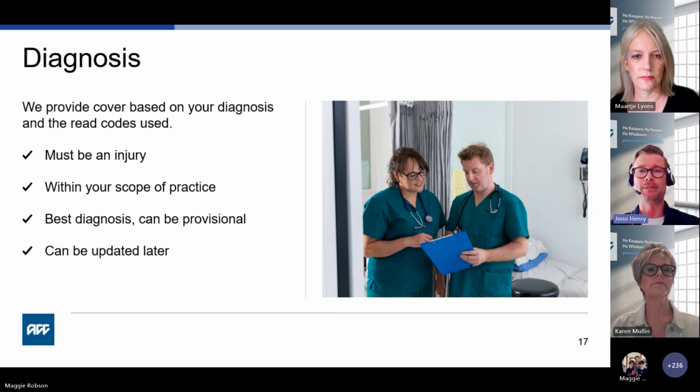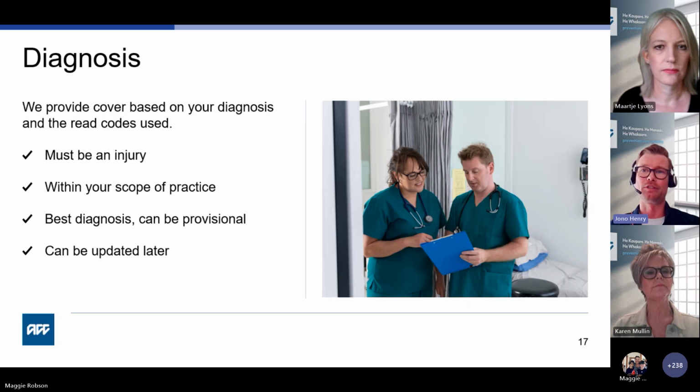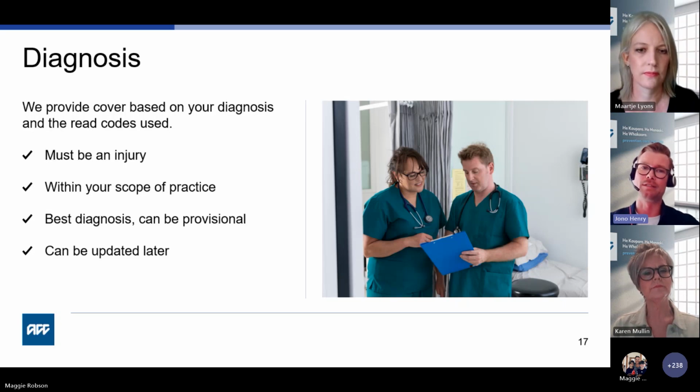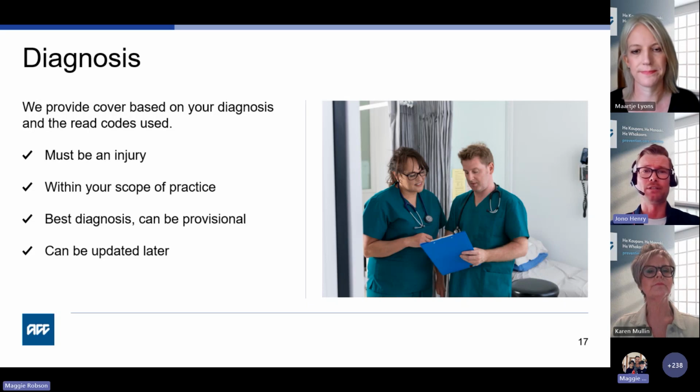Your diagnosis must be the best diagnosis which accurately describes the injury as you have assessed it. Don't worry, this diagnosis can be provisional and can be updated later once further investigations and assessments have been completed. Make sure the diagnosis that you're lodging matches that of your clinical notes.